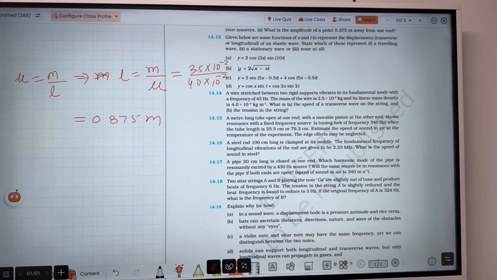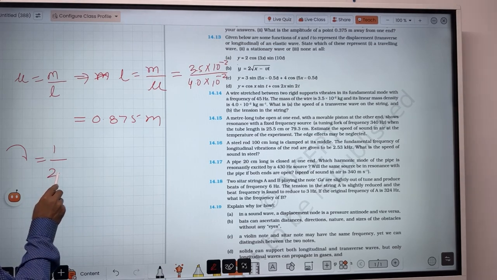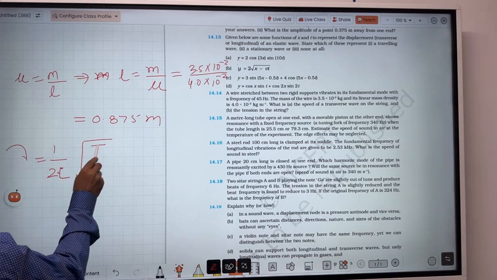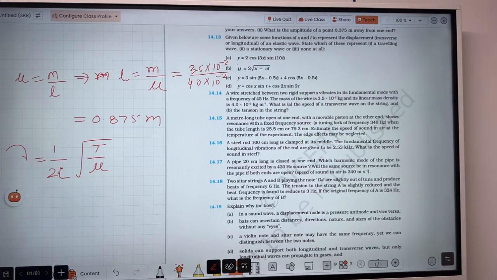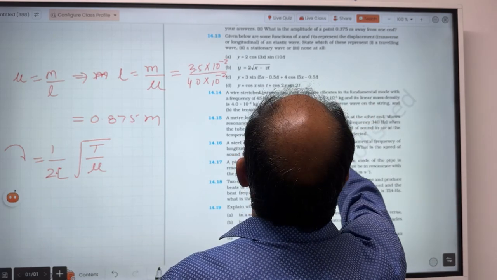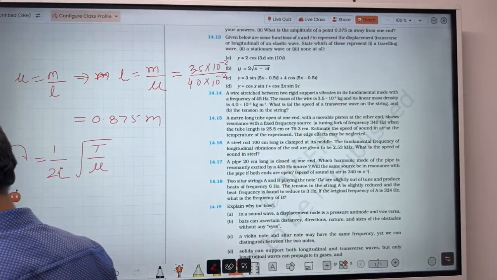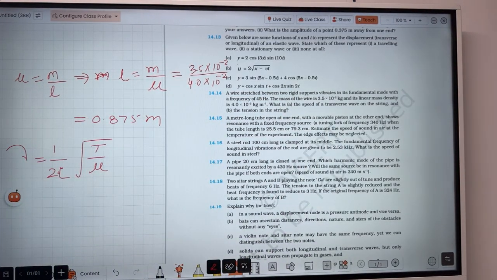Now the next point is we have to find the frequency. So frequency nu is given by 1 upon lambda, or just write 1 upon 2L times root of T upon mu, right? So we can put the values. Mu is already given, and the tension is to be found. So we can evaluate what the tension is.